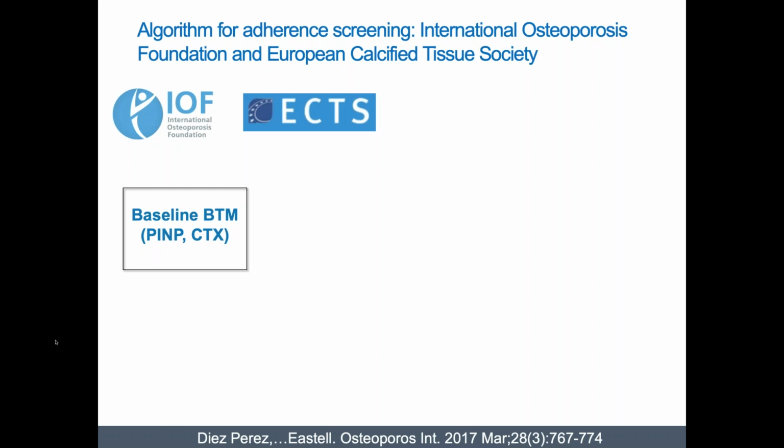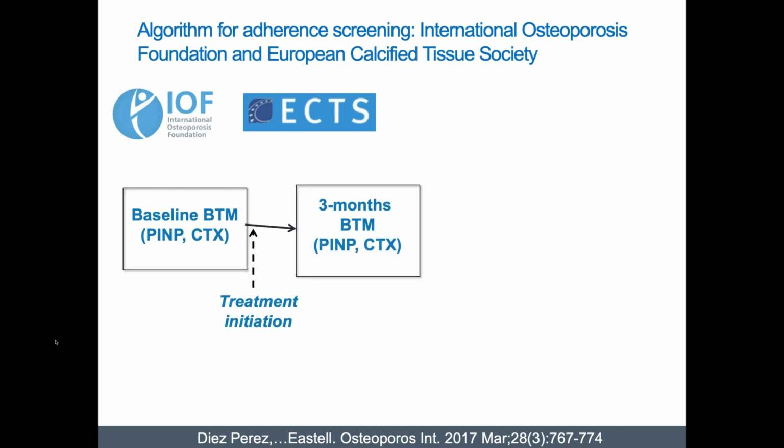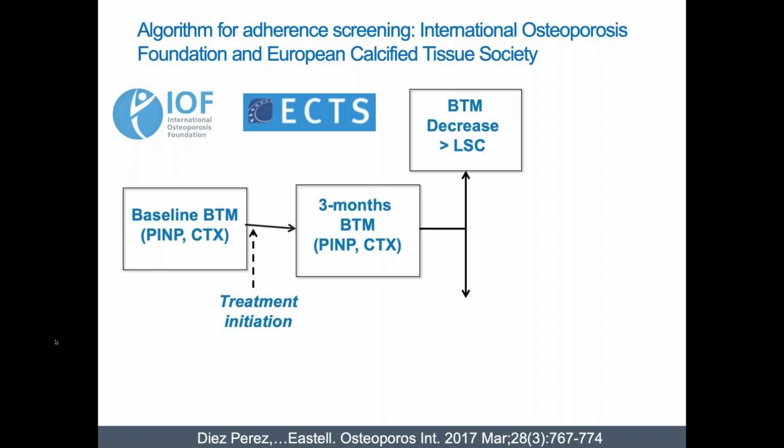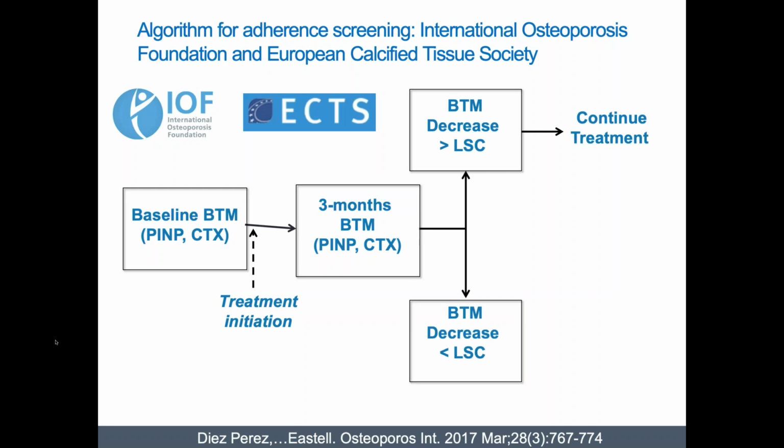We thought that as a woman was to start her course of treatment, we might measure bone turnover markers. We could measure P1NP or CTX or both, and then start the treatment. And after 3 months or so, we could measure the bone turnover marker again. And if it exceeded the least significant change, we would say continue the treatment. And if it didn't exceed the least significant change, then we need to reassess. So let me show you in more detail what this might mean in practice.